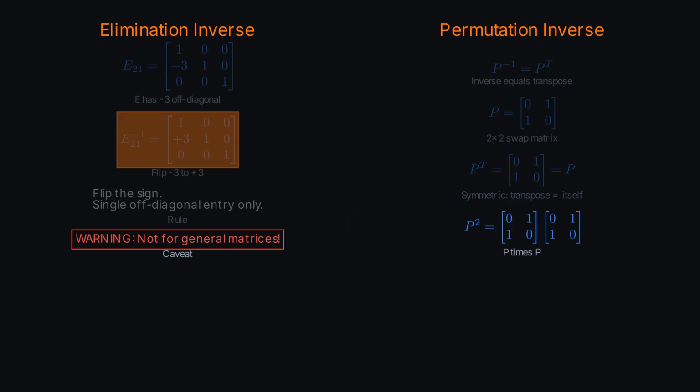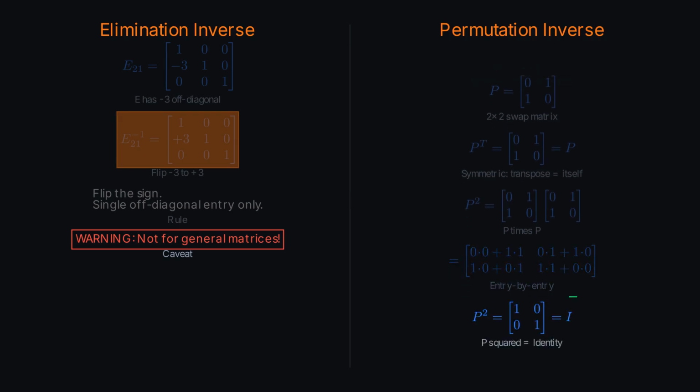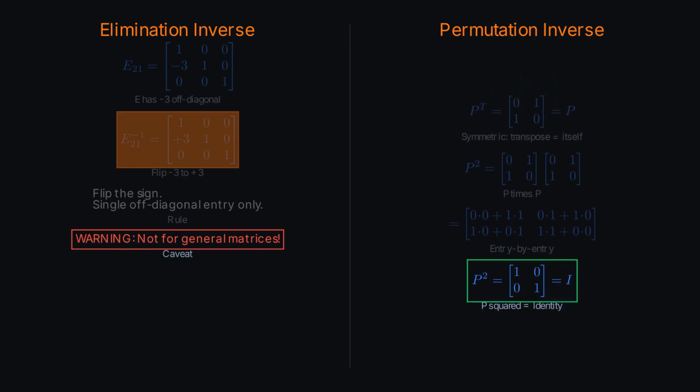P times P equals the matrix 0, 1, 1, 0 times 0, 1, 1, 0. Working through the multiplication, the 1, 1 entry is 0 times 0 plus 1 times 1, which is 1. The 1, 2 entry is 0 times 1 plus 1 times 0, which is 0. The 2, 1 entry is 1 times 0 plus 0 times 1, which is 0. The 2, 2 entry is 1 times 1 plus 0 times 0, which is 1. So P squared equals the identity matrix: swap twice, and you're back where you started.